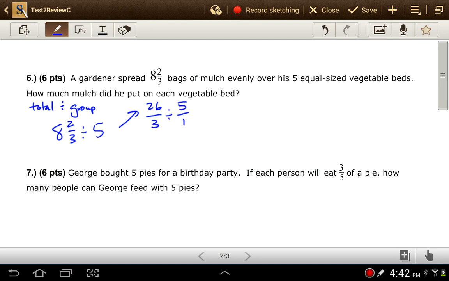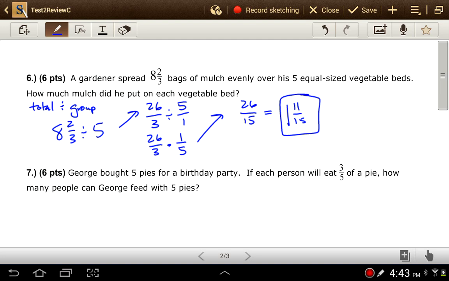Then I turn it into a multiplication problem: 26 over 3 times 1 over 5. That's going to give me an answer of 26 over 15, which simplifies to 1 11/15. Oops, so let me not forget my label: bags of mulch.